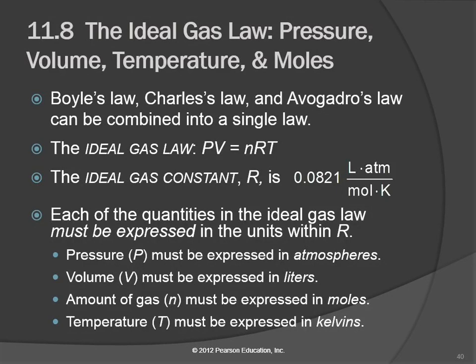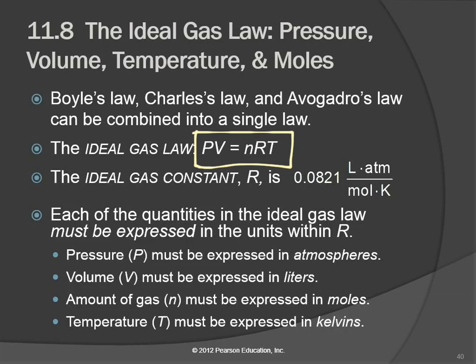The ideal gas law. So we can take Boyle's law, Charles' law, and Avogadro's law and combine them all into one law. And it's called the ideal gas law. It's generally expressed as PV equals nRT, which people sometimes pronounce "pivnert." So there's pivnert.